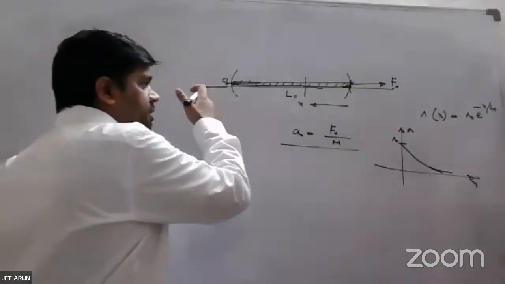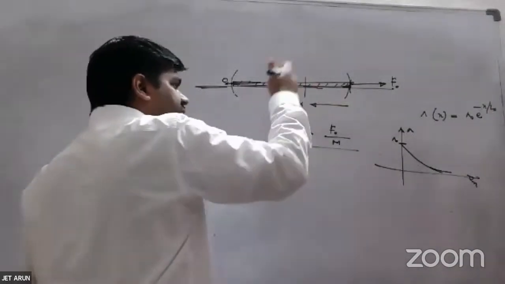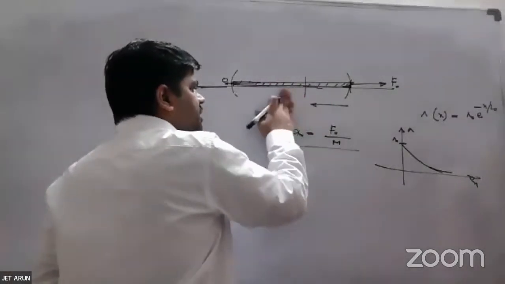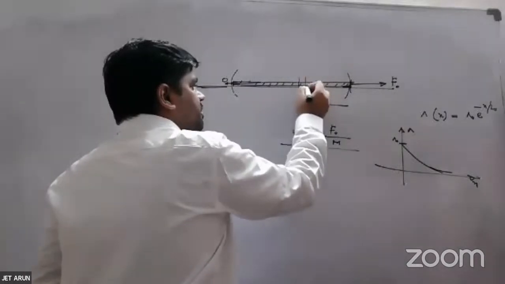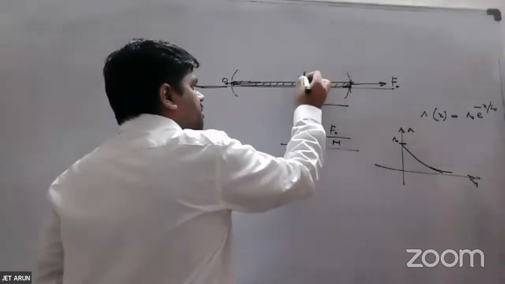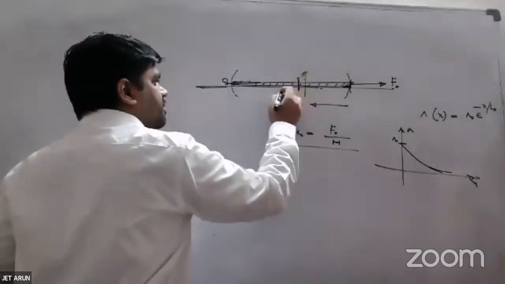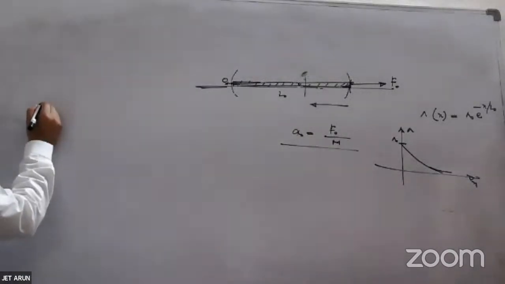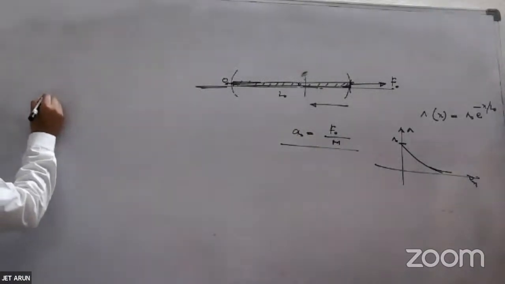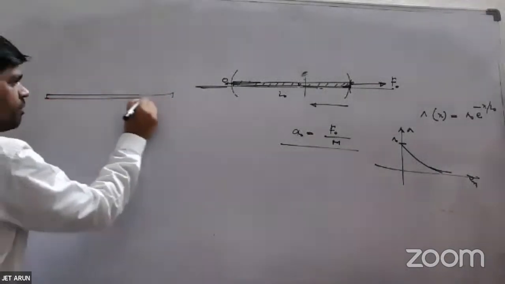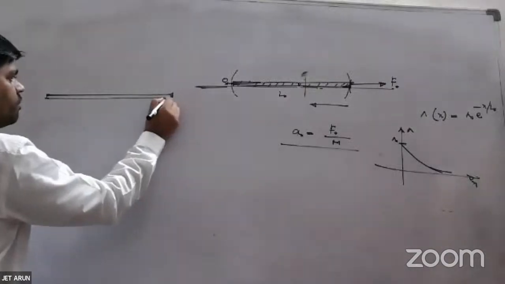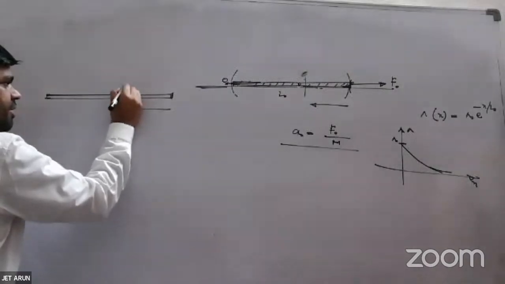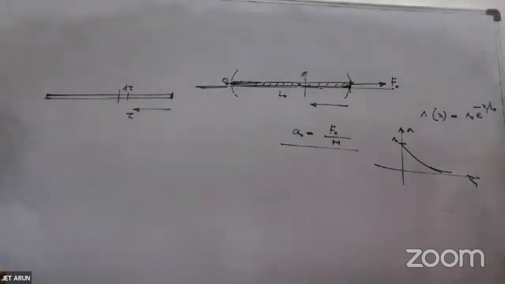I chop this whole rope into an infinite number of infinitesimal pieces. So at a distance of tau, I consider a small element of length d tau. All right.